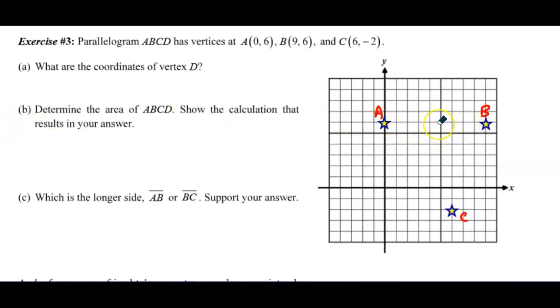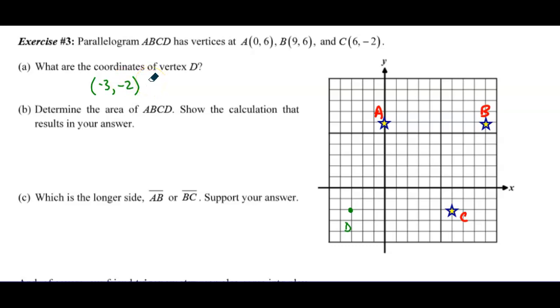What I would want to do is take this horizontal segment AB and duplicate it down here at the same length. From A to B is a distance of 9 units. So from C back to D would have to be 9 units as well, and that would be parallel as well. So equal and parallel forces a parallelogram. So my coordinates are -3, -2.